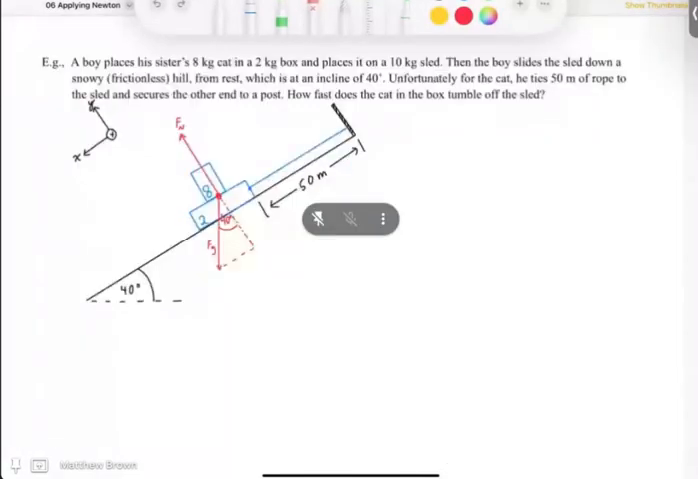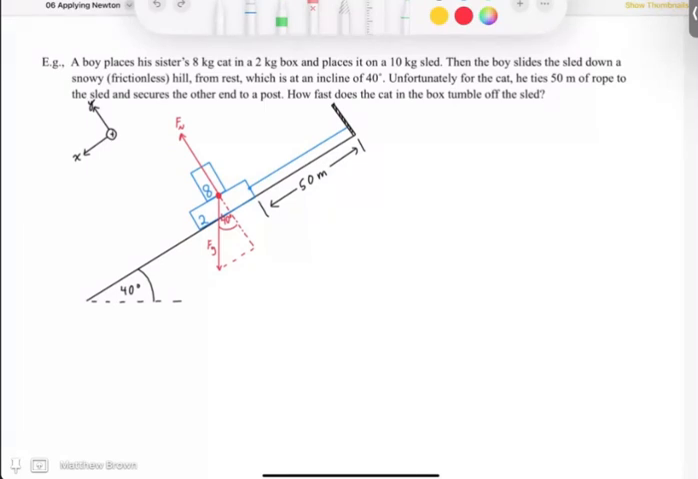All right, so in this example, we have a boy places his sister's 8-kilogram cat in a 2-kilogram box and places it on a 10-kilogram sled. Then the boy slides the sled down a snowy, frictionless hill, so no friction to worry about, which is at an incline of 40 degrees. Unfortunately for the cat, he ties 50 meters of rope to the sled and secures the other end to a post. How fast does the cat in the box tumble off the sled?